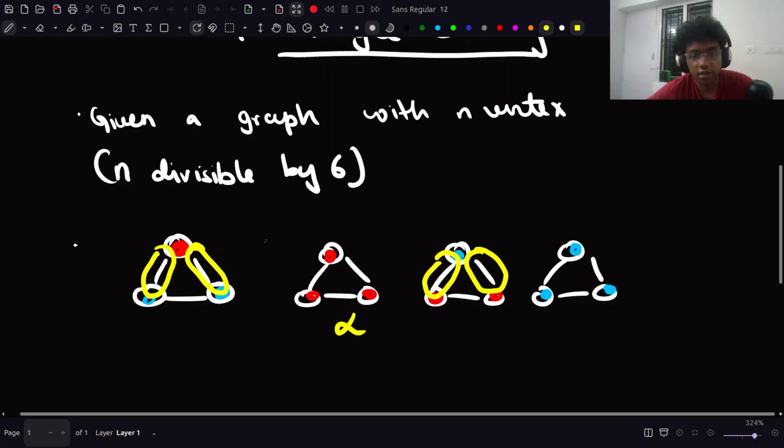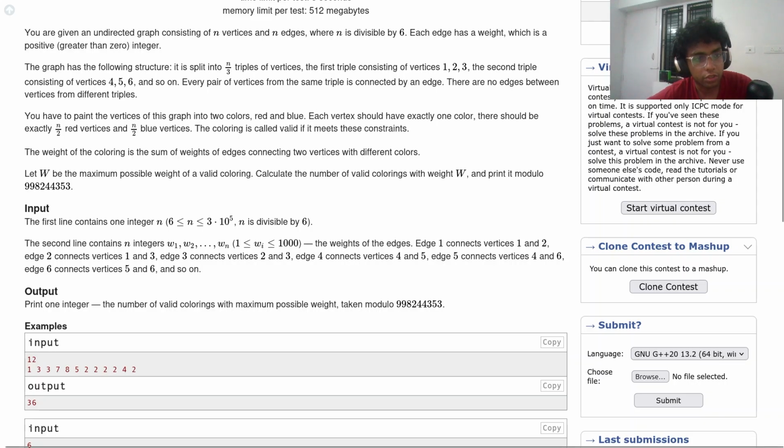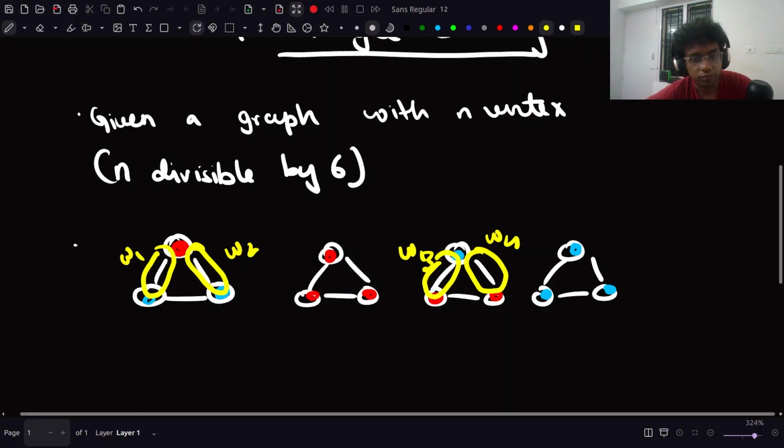As you can see here and here, all the vertices are the same color, so none of those edge weights will be counted. Let's say this is weight 1, this is weight 2. Similarly, this is weight 1 and this is weight 3, weight 4. These are the weights which will be summed up for the total weight. Now we need to find W, the maximum possible weight of a valid coloring, and then calculate the number of valid colorings with weight W, and that's what we need to print.